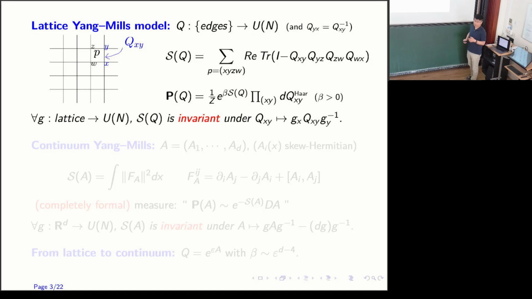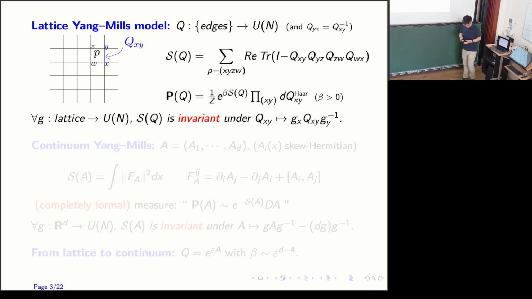The gauge symmetry I mentioned earlier means the following. If I take any function g, which lives on the vertices x or y, also taking value in the Lie group, then I use g to do a gauge transformation on this field Q. So multiply Q on the left by g_x, on the right by g_y inverse. You can check this energy is invariant. So this is a huge symmetry because g is a function.